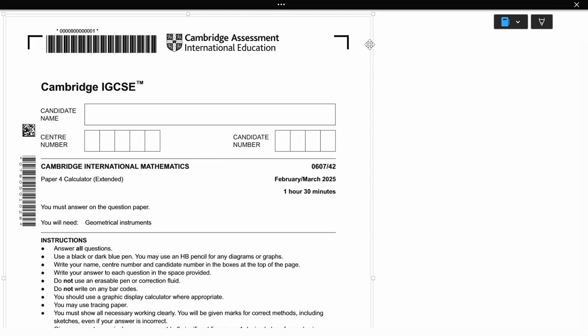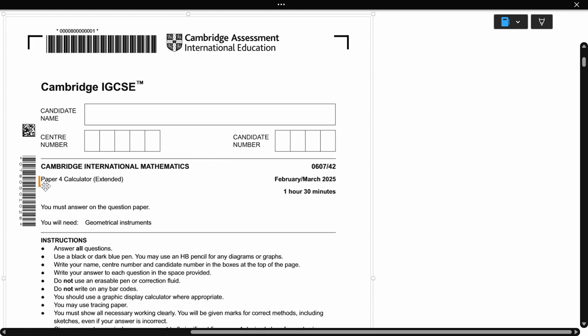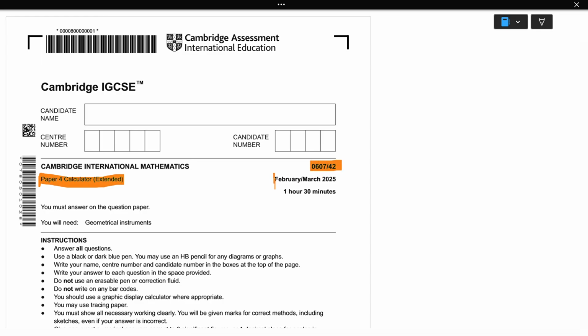Cambridge IGCSE 0607/42 calculator paper, International Mathematics. This is Paper 4 Extended, 0607/42, February/March 2025 International Mathematics paper. You can use a graphic display calculator here.